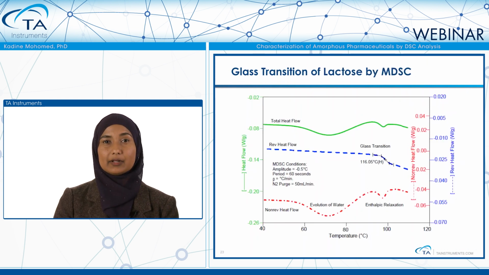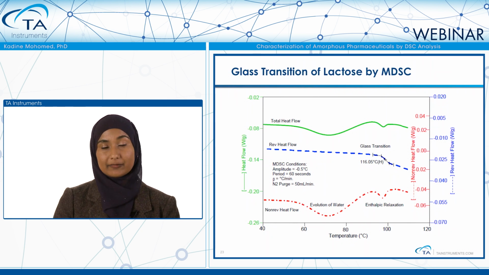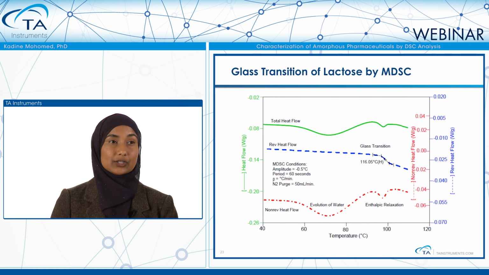And here's an example of the benefit of using modulated DSC. It's a scan of lactose, a powdered lactose, in which the green line represents the total heat flow. This would be the signal generated from standard DSC. And we're doing a temperature ramp from 40 degrees to 120 degrees.